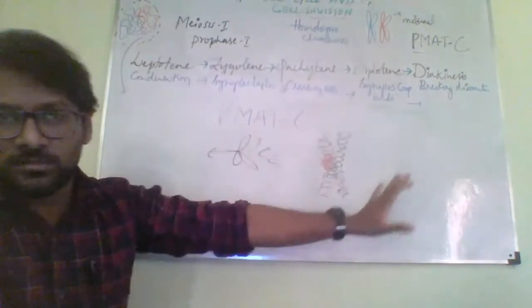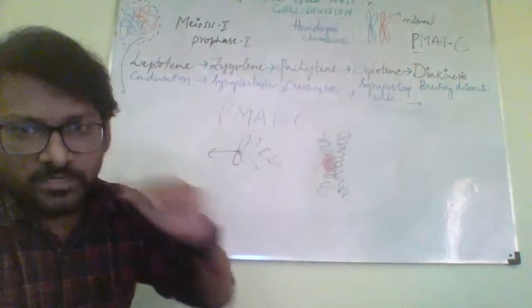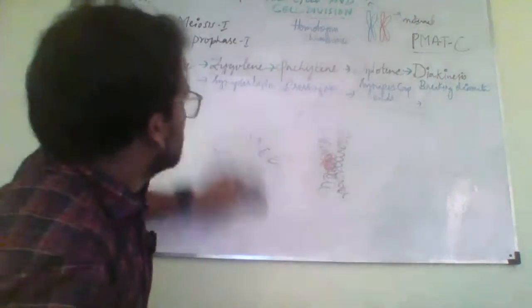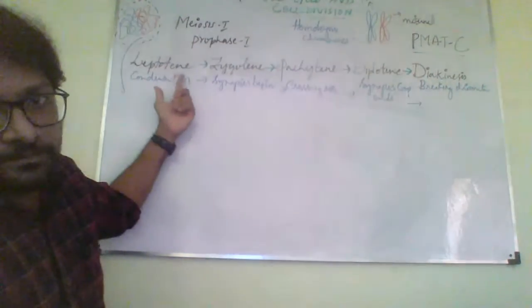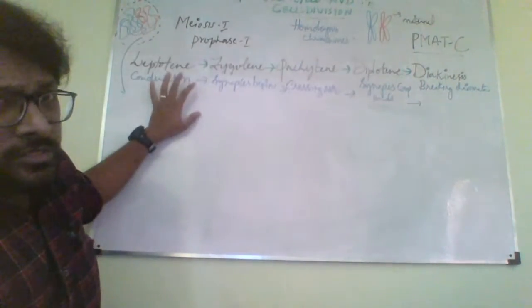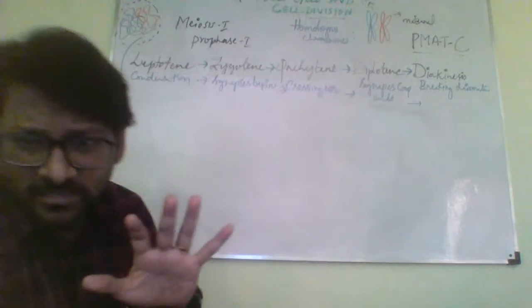Okay, so that is about mitosis and meiosis. And finally, now let's come to the meiosis phases. What are the phases that you see in meiosis? If you see the meiosis phases, we have leptotene. Is that clear, guys?